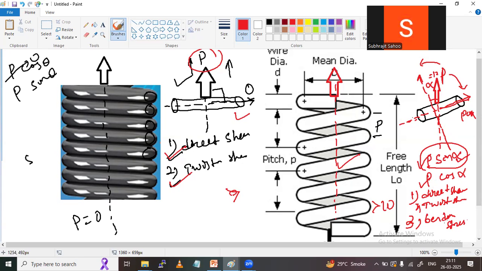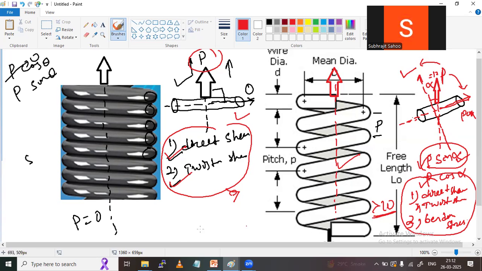Bending stress will be developed. So in the closed coil, only two types of stress will appear, whereas in the open coil, three types of stress will appear: direct shear stress, twisting shear stress, and bending stress, because two components of force develop here due to a helix angle greater than 10 degrees. But in this case, the helix angle is very negligible, so the angle may be neglected to zero. That's why there is no horizontal component, so two types of stress will be developed.